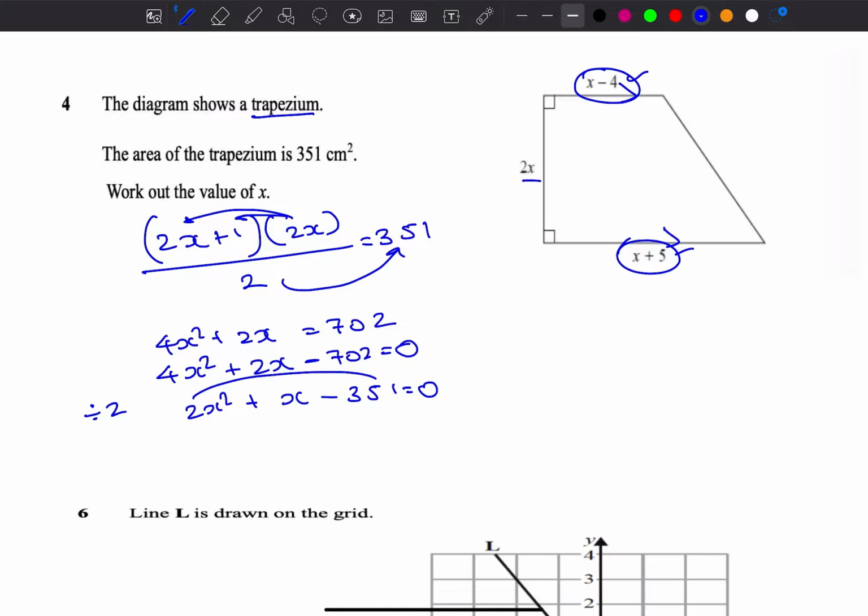Now you're going to multiply this: 2 times 351 is 702, means minus 702. Factors of that 702 that will give you 1. Divided by, let's say, 43. No. 37.